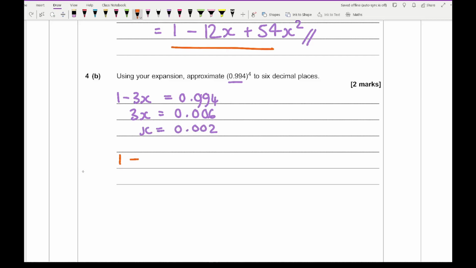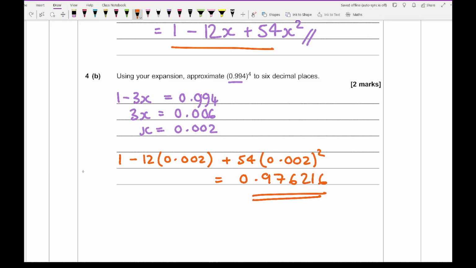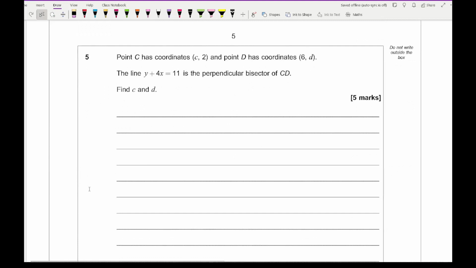So I've got 1 minus 12 lots of 0.002 plus 54 lots of 0.002 squared. And if I type that all into my calculator, I get an answer of 0.976216. And there is my final answer to 6 decimal places. Moving on to question 5. Now this one's worth 5 marks.